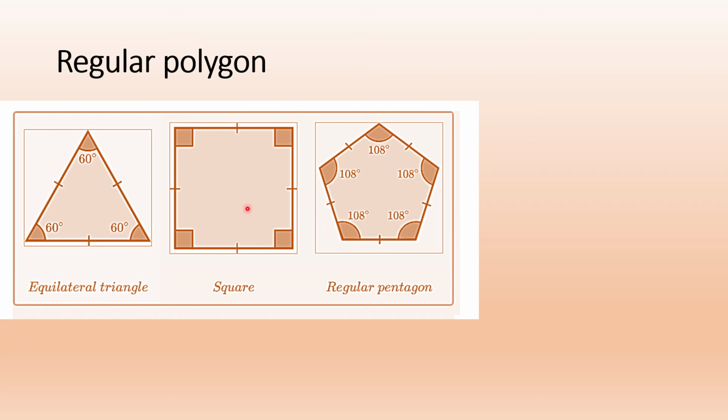Okay, then next we have a square. In a square also, all four sides are of the same length and all the angles are of the same measurement, that is 90, 90, 90. Then we have a regular pentagon.